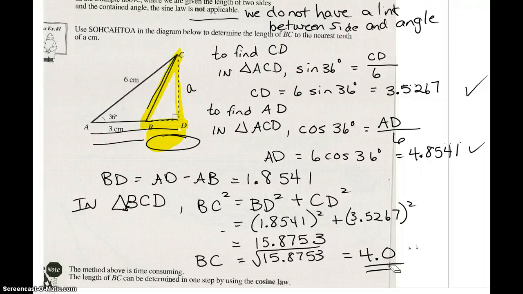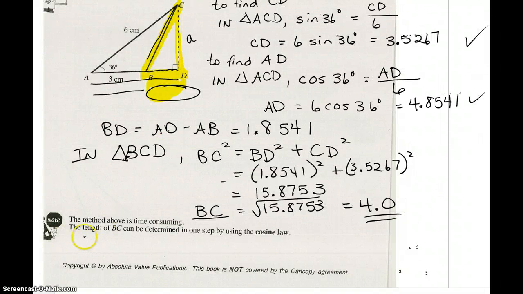And it did say to the nearest tenth, so I need to make sure I include that 0 in the tenths column. So that method above is very time consuming. What did I have to do? I had to find a whole bunch of different sides, and I did. Then I was able to break down all of my triangles, and I eventually found my BC. However, there is an easier, faster way, and that's using our cosine law. If you read at the bottom, it says the length BC can be determined in one step by using the cosine law. So let's do that.